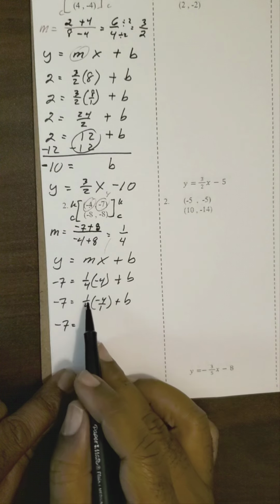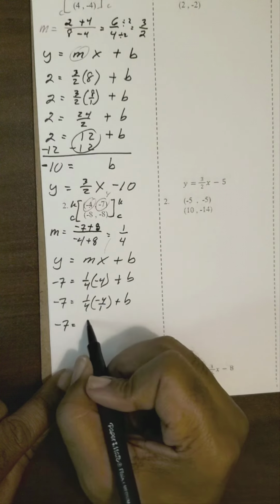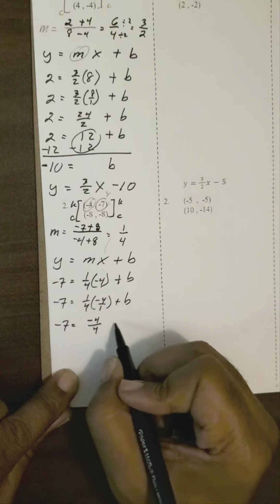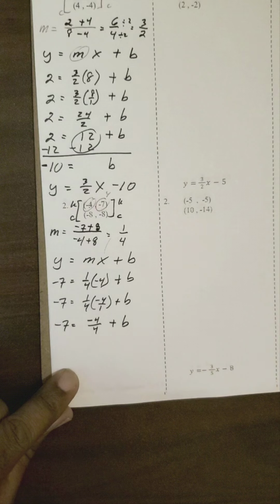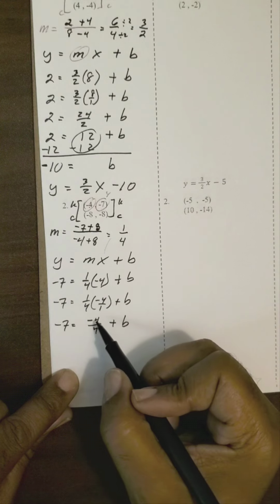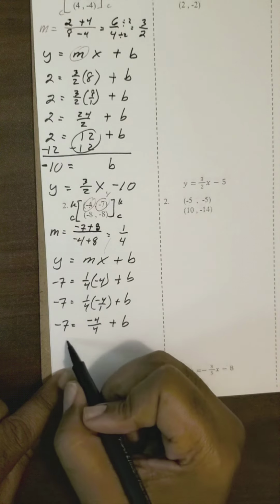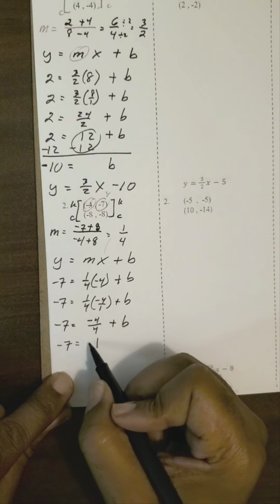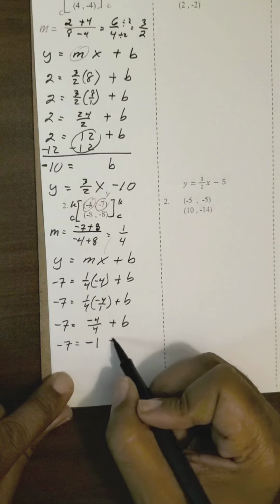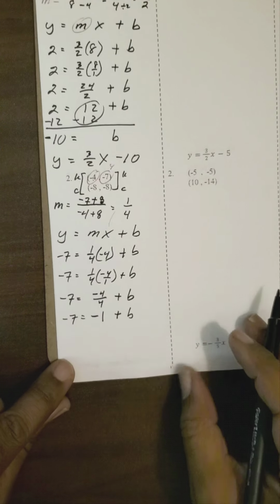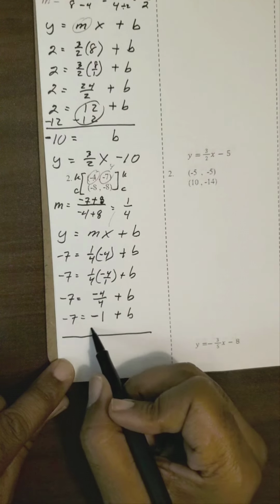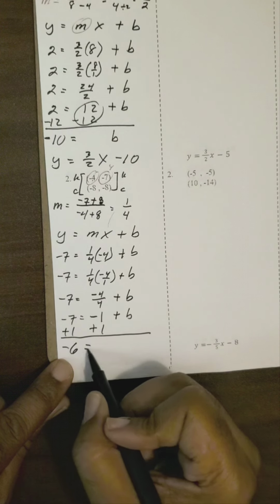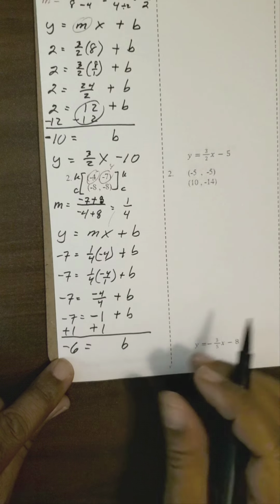And then we can multiply 1 times -4 and get -4. And multiply 4 times 1 and get 4 plus b. Okay. 4 divided by 4 is 1. So we're going to get a 1 here. And a negative divided by a positive is negative. And plus b. Now I'm going to solve for b by saying +1 here, +1 there. We're going to get -6 equals b.